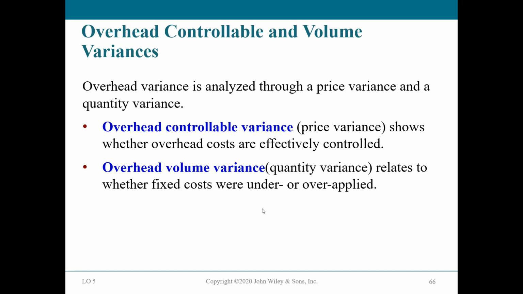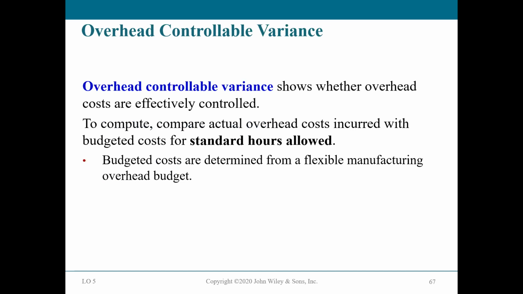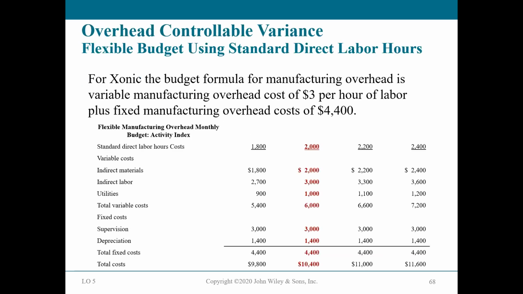I think we had this slide earlier. Overhead controllable variance, you know, did we control them well? So how we look at this is we look at our budgeted costs for standard hours allowed. So budgeted costs are determined from the flexible manufacturing overhead budget, like we did in chapter 16. So let's look at this little example where the manufacturing overhead for variable manufacturing costs was $3 per hour of labor, plus fixed manufacturing overhead costs of 4,400.